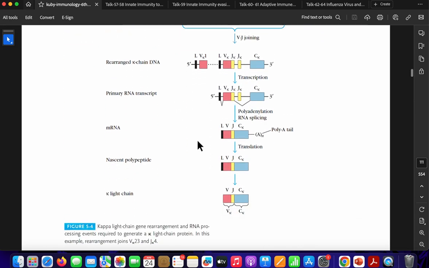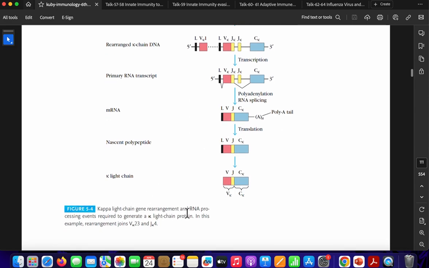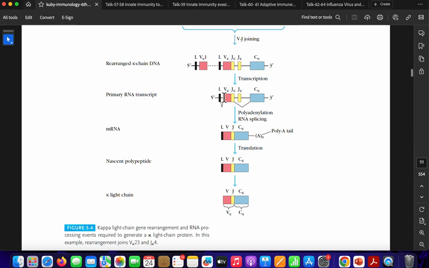This is kappa light chain gene rearrangement and the RNA processing events required to generate a kappa light chain protein. In this example, rearrangement joins VK23 and JK4.